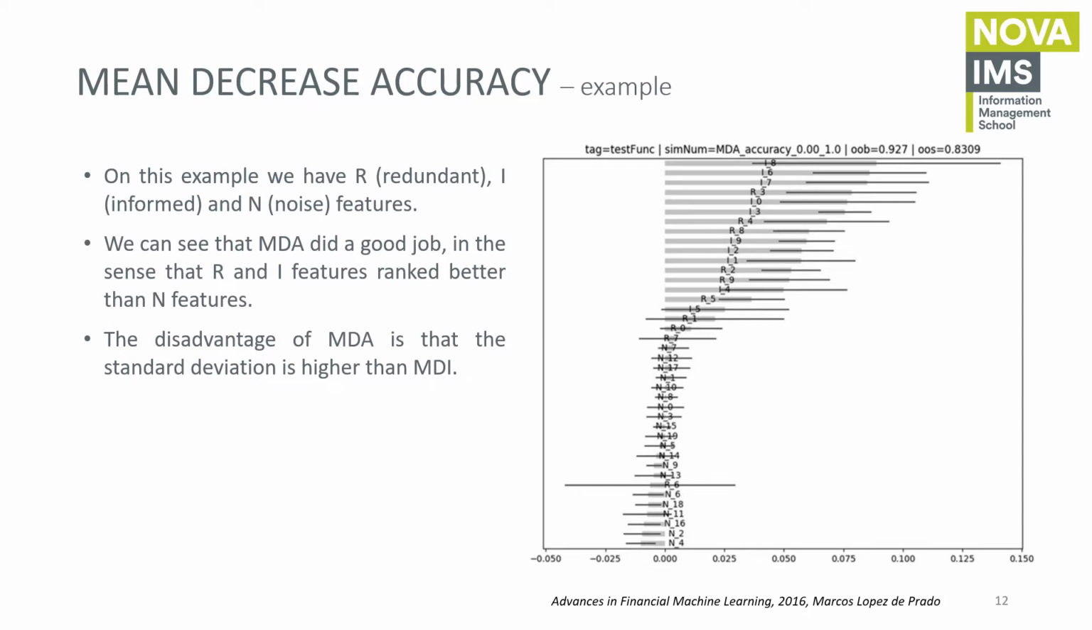Here on the right, we can see this chart in which we once again have redundant, informed, and noise features. Overall, we can say that MDA did a good job in the sense that most redundant and informed features are ranked better than the noise features. The main disadvantage of MDA is that the standard deviation is higher than with MDI, as you can see by the horizontal lines.